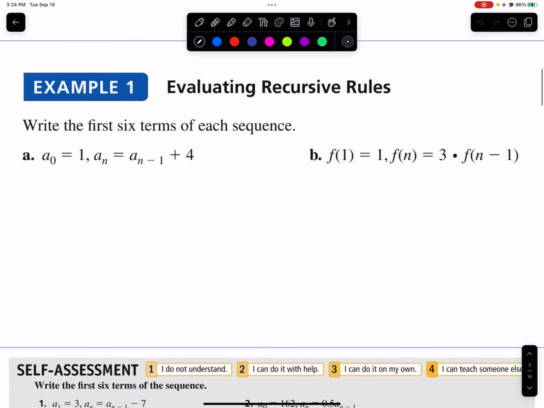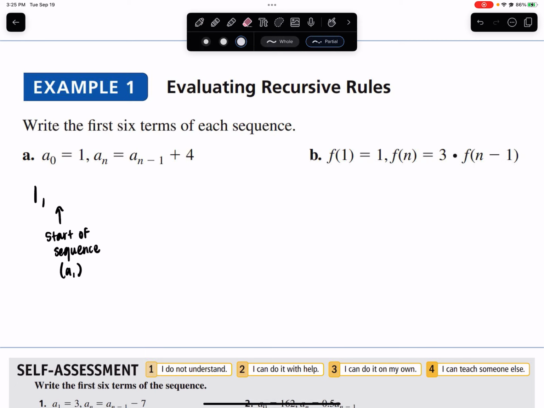All right, so for our first section here, we're evaluating recursive rules. So we're just determining what the sequence is from the rule that they give us. So part A, write the first 6 terms of each sequence. Part A: a sub 0 equals 1. That means that my term before the sequence starts is 1. I'm going to make a note right here that this number is actually going to be the start of the sequence because that will be a sub 1.